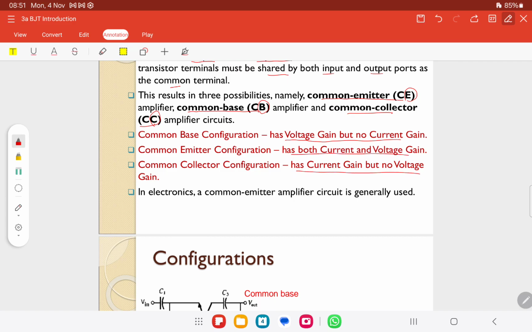Okay, common base has voltage gain but no current gain. Voltage gain tadi apa? AV. Current gain AI. If we have voltage gain, maksudnya dia ada value. It is not 1 ataupun not 0. Okay, AV is equals to V out over V in kan. So we have voltage gain. The voltage gain can be in terms of positive or negative value.